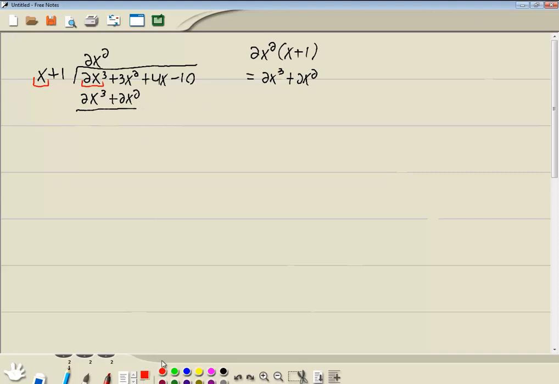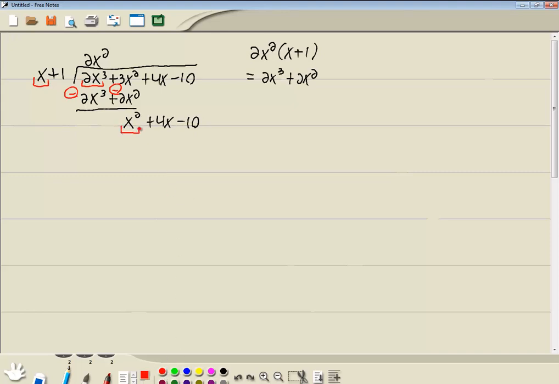Now we're going to subtract that line, which means flip signs. So the positive 2x to the third becomes negative, and the positive 2x squared becomes negative. 2x to the third minus 2x to the third drops away. 3x squared minus 2x squared gives us x squared. And I was taught to bring everything down division-wise, so I will. And then we repeat the process.